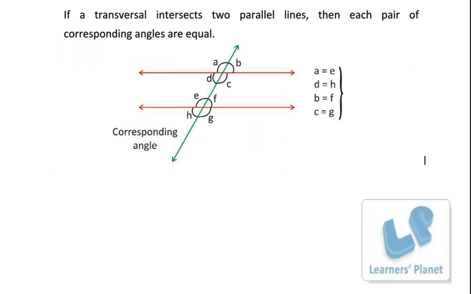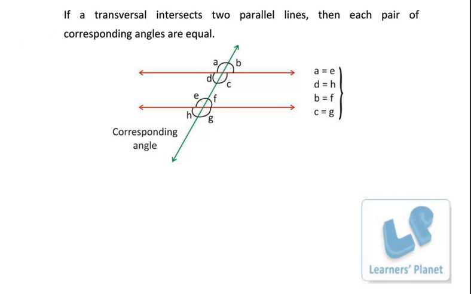Now that's a very important concept we are going to discuss now. If a transversal intersects two parallel lines, then each pair of corresponding angles are equal. See, I have drawn a set of lines over here. This line is parallel to this line, and the green is a transversal that is intersecting both the parallel lines. Now various angles are formed over here that you can see, A, B, C, D, E, F, G, H. Now there exists a relationship among all these angles. Now what these relationships are, let us discuss in detail.